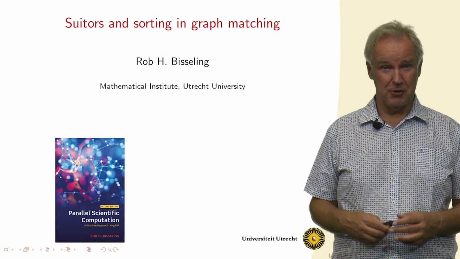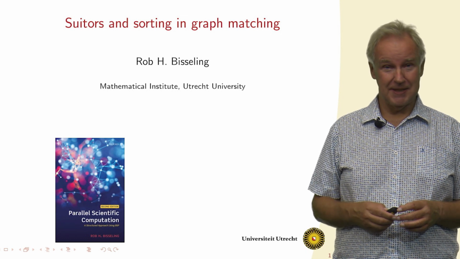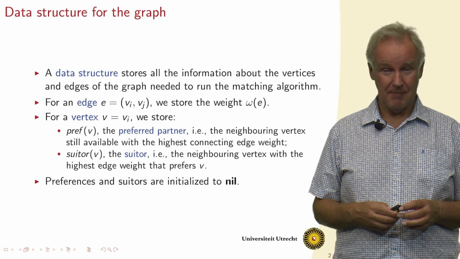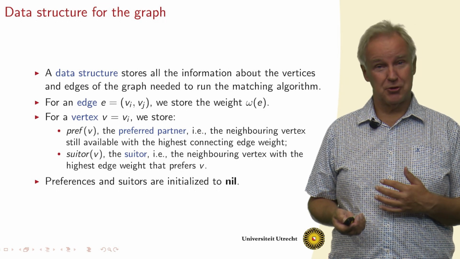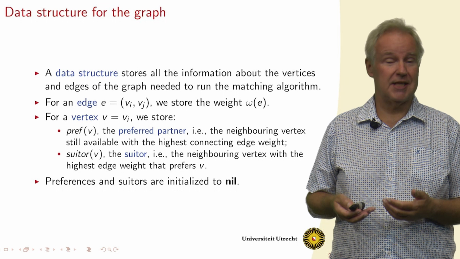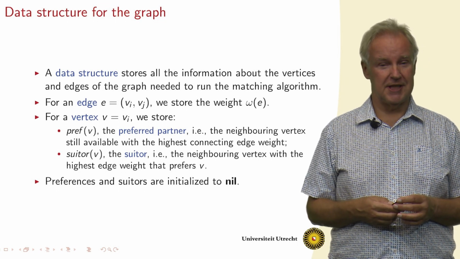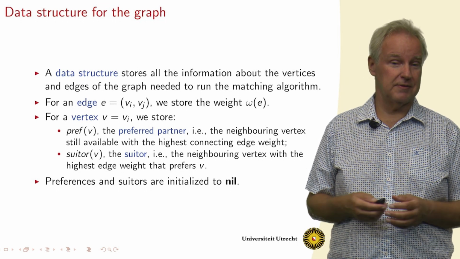In this video, we're going to look at the implementation of graph matching. We'll have a look at suitors and sorting. For the implementation, we need a data structure that stores the vertices, information on the vertices, and information on the edges, everything that's needed to run the algorithm. And for an edge, we need to store its weight.